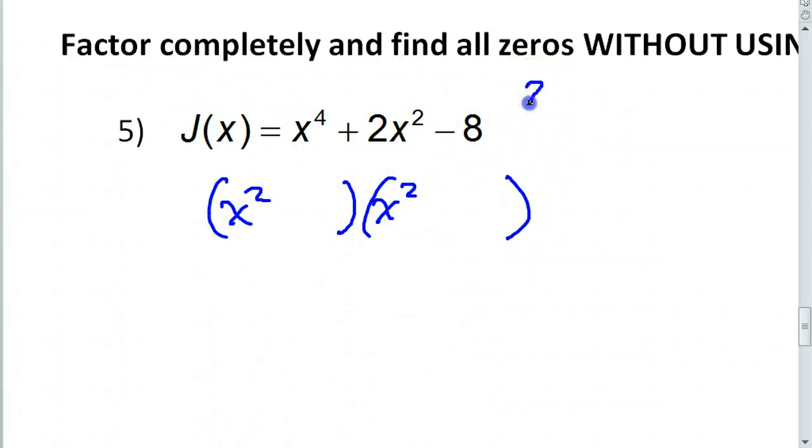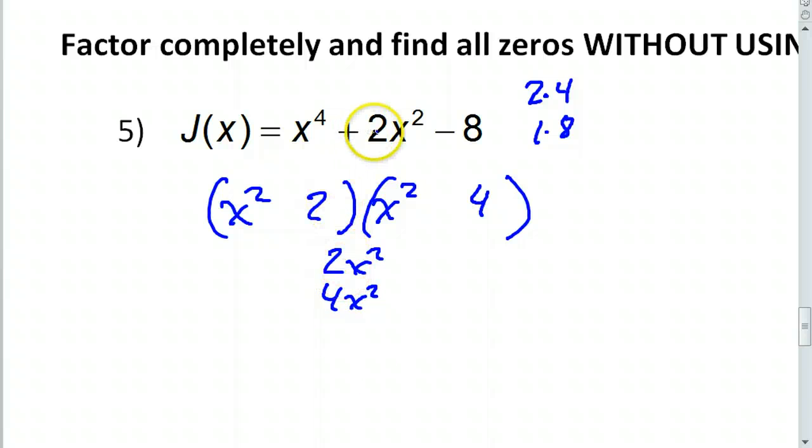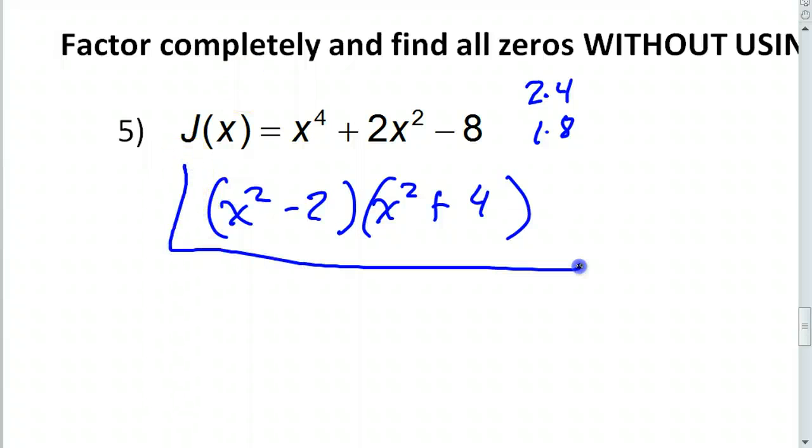Now that 8, it's either 2 times 4 or 1 times 8. Let's do the 2 times 4. Okay? Inner, I have 2x squared. Outer, I have 4x squared. So I need a negative 2 and a positive 4. Okay, so boom. Guess what? I just factored it completely. Neither one of these two factors can factor any further. So that is completely factored.